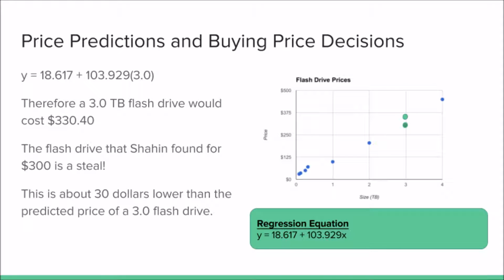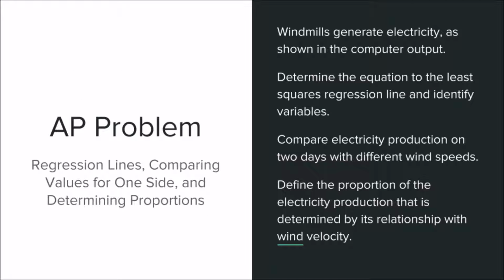When you're predicting the y value of a dataset, you must use the regression equation for the data, plugging in the x that you want to find the y for. In this case, we're finding the price of a 3.0 terabyte flash drive. Plugging this value into the equation found on the previous slide gives you a price of $330.40, with the $300 flash drive that Shaheen found being our actual value. It's a steal compared to the predicted flash drive price that we just calculated. Being that it's $30 below the predicted price, it's a fantastic buy, and Shaheen should really get that nice flash drive. That would be a really good investment for me.